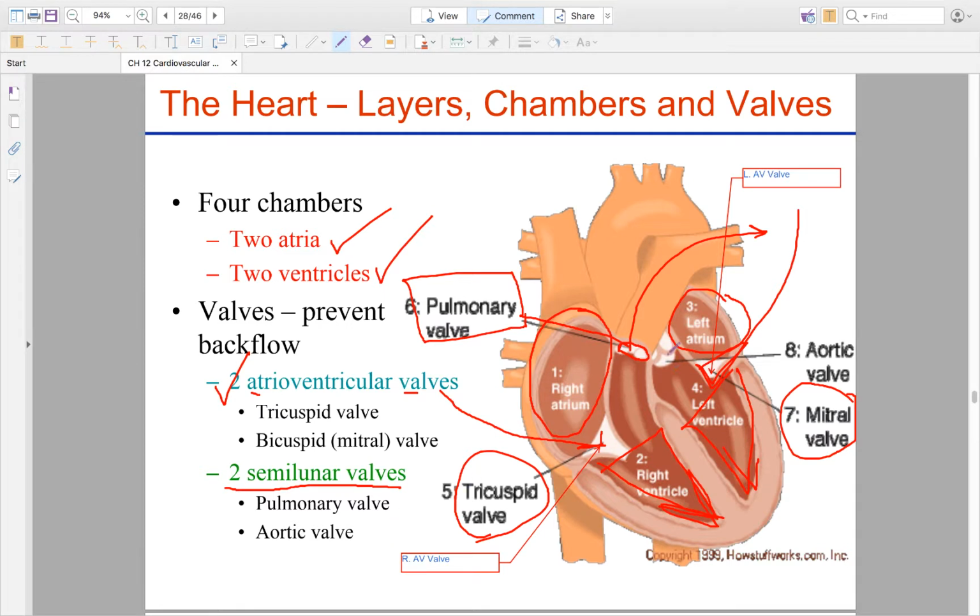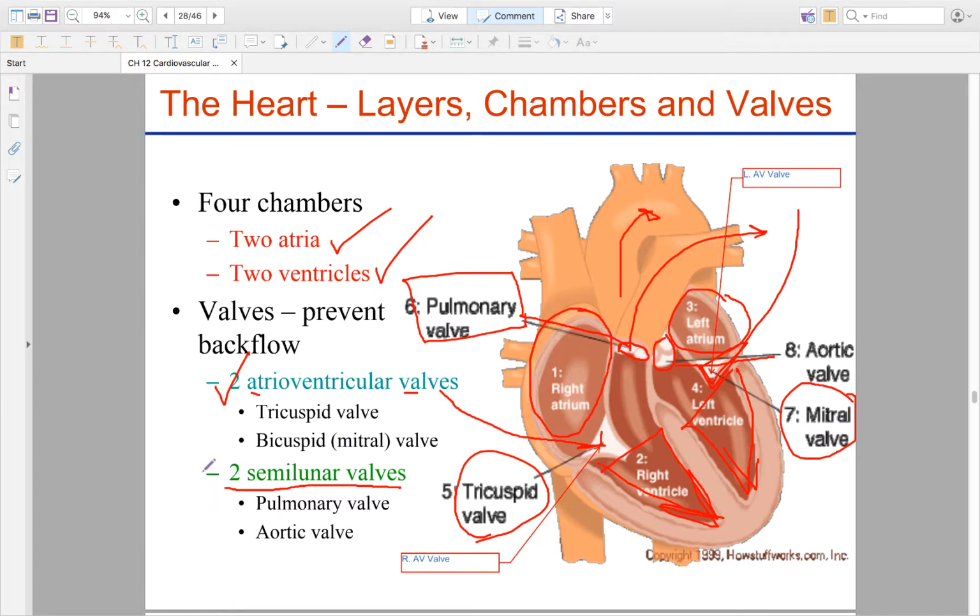The aortic valve is right here. It's kind of tucked under there. There's the aortic valve. And it's called the aortic valve because when blood flows through the aortic valve, it's going to move into the aorta, which is over here.